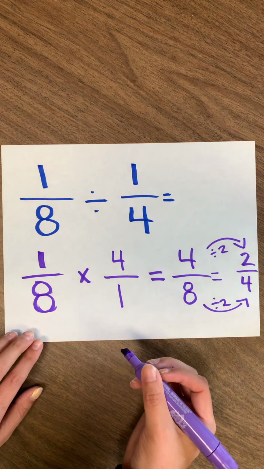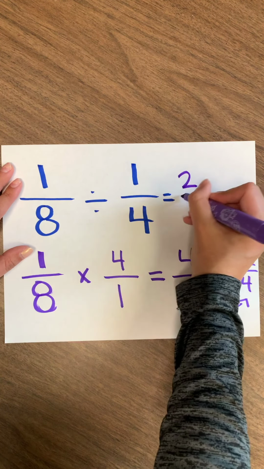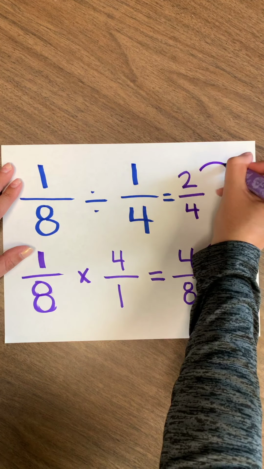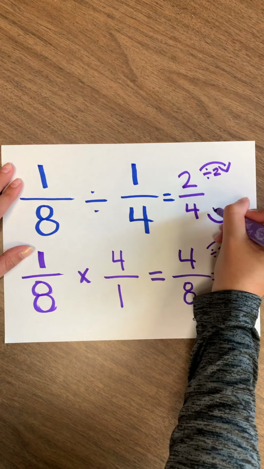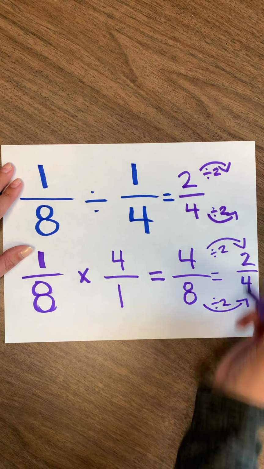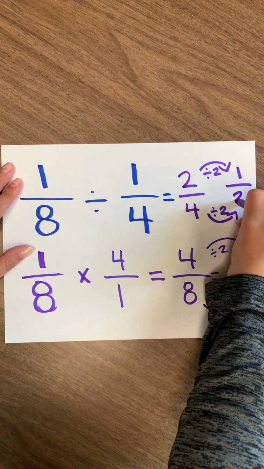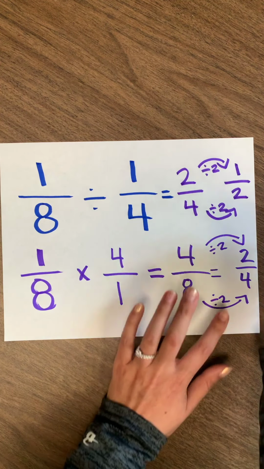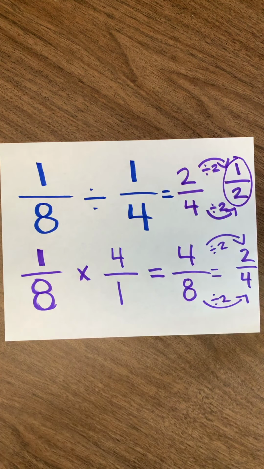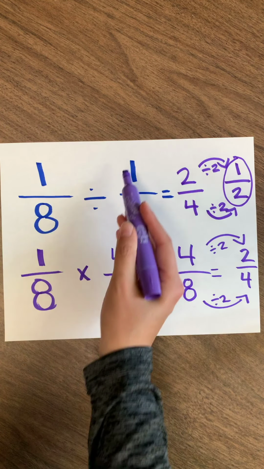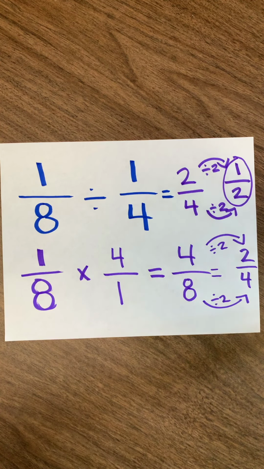So I'm going to rewrite mine. I'll rewrite it up here and I'll circle my final answer. 2/4. We're going to divide both the top and the bottom by 2. So 2 divided by 2 is 1, and 4 divided by 2 is 2. Now I know the numerator is 1. I know that can't be any smaller. So that is simplest form. So 1/8 divided by 1/4 is equal to 1/2.